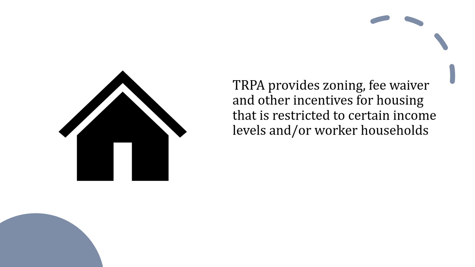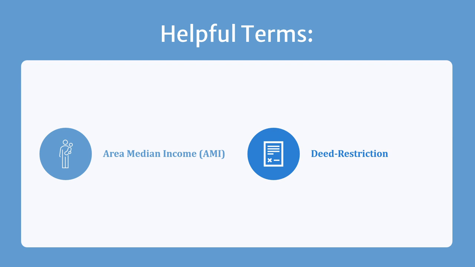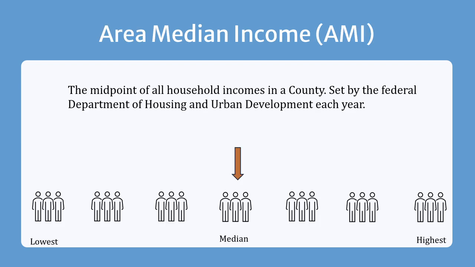TRPA provides zoning, fee waiver, and other incentives for housing that is restricted to certain income levels and/or worker households. Before we get going, there are 2 other terms that will be helpful as you view this video. They are area median income and deed restriction.